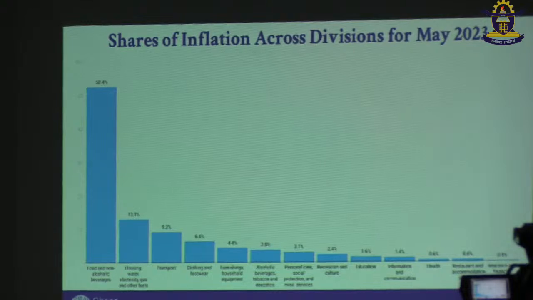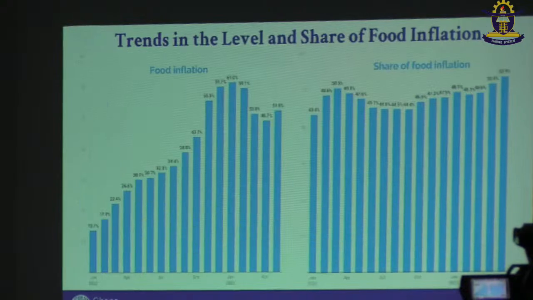Specifically, food and non-alcoholic beverages contributed 52.4% to the overall inflation recorded in the month of May 2023. This was distantly followed by housing, water, electricity, and gas that contributed 13.1%, and closely followed by transport, contributing 9.2% to the overall inflation that was recorded in the month of May 2023. The division that contributed the lowest to inflation in May 2023 was insurance and financial services, that contributed 0.1% to the overall inflation for May 2023.